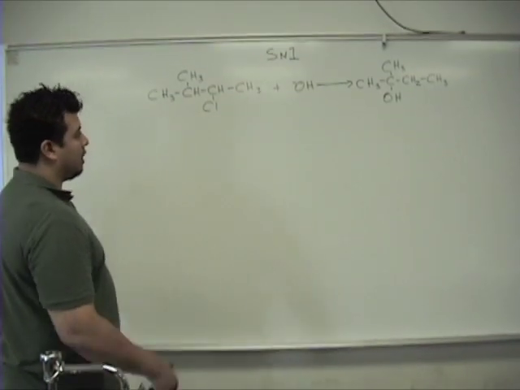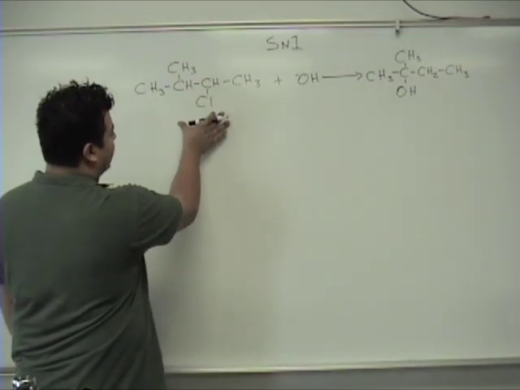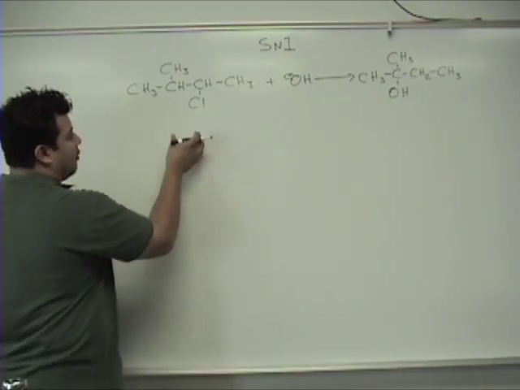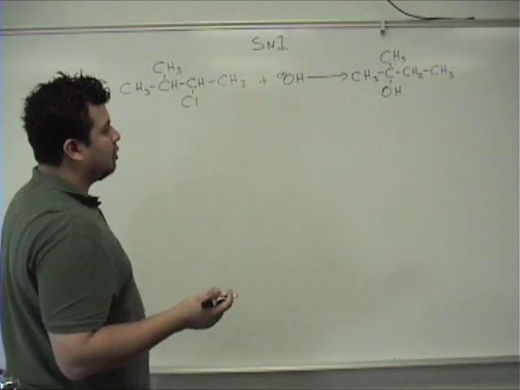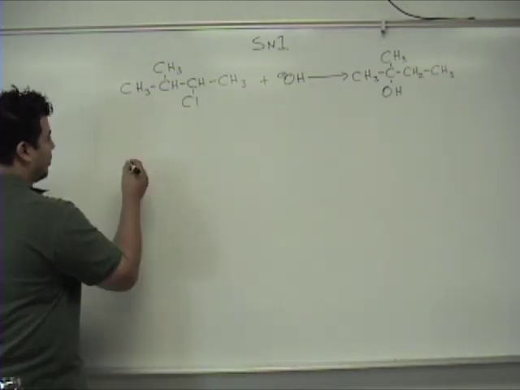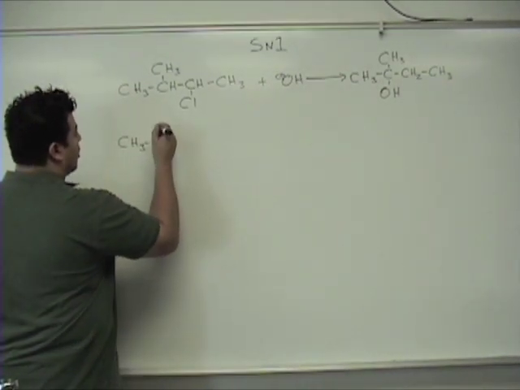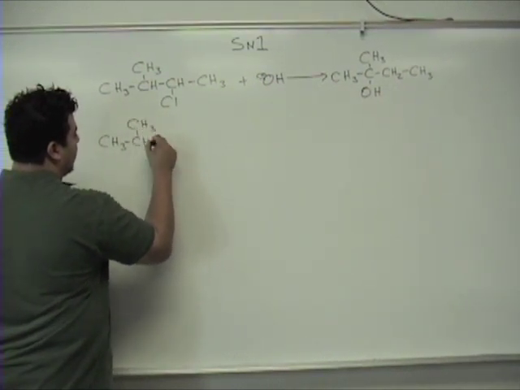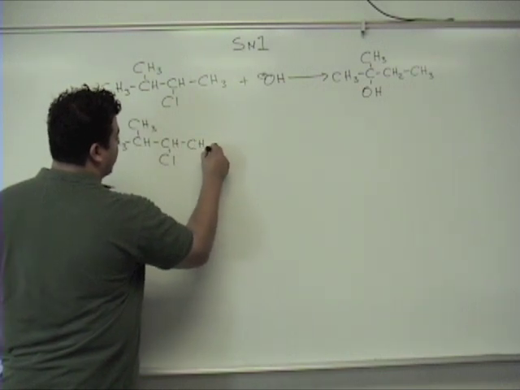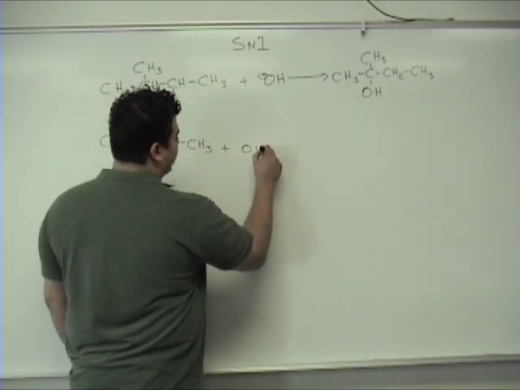Okay, another example. We're still in SN1. So, we have our substrate, we have the nucleophile, and then we have our leaving group, a good leaving group, and we have our molecule right there. So let's see how that happens. I'm going to copy this. CH3, CH, CH3, CH, Cl, CH3, plus my nucleophile.